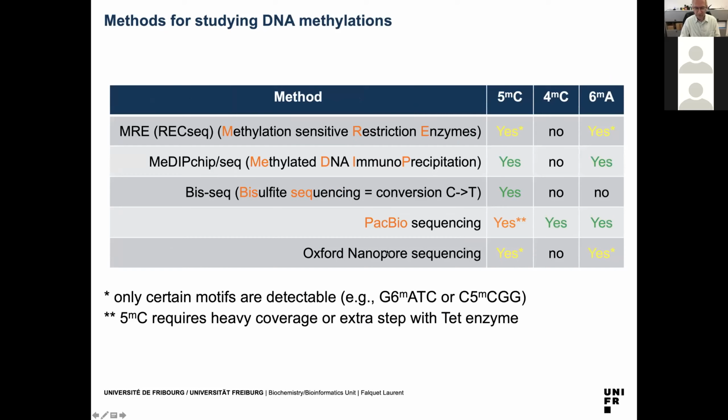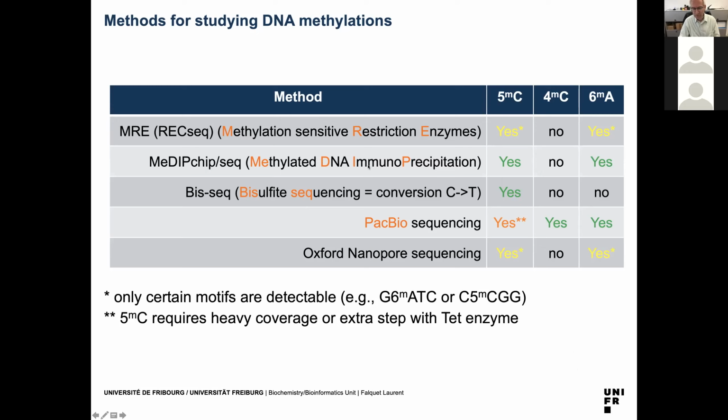There are different methods to look at DNA methylation. One of the methods is called methylation sensitive restriction enzymes. So a restriction enzyme that will cut only if the DNA is not methylated, or only if the DNA is methylated. I mean, there are two options. With these methods, you see with this yellow color here, it's limited to certain motifs that can be identified, and these are of course dependent on the restriction enzyme that cuts these motifs.